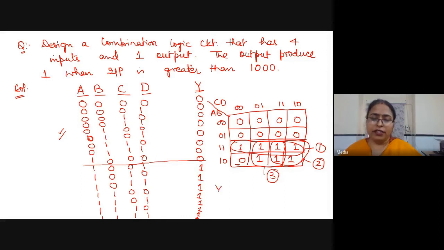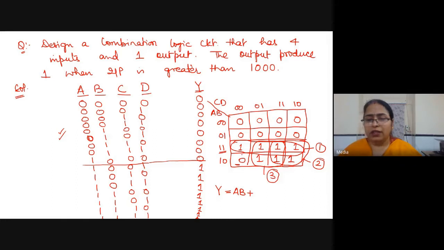Write the minimized expression Y is equal to. From the first quad, A and B are 1, common to all ones, but CD is varying from 0 to 1, so CD is not common to any one, right? So from the first quad it is AB.